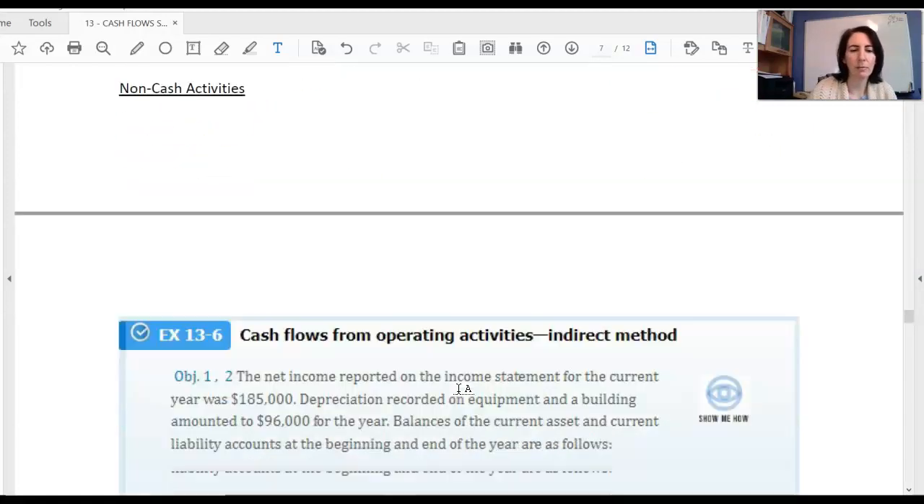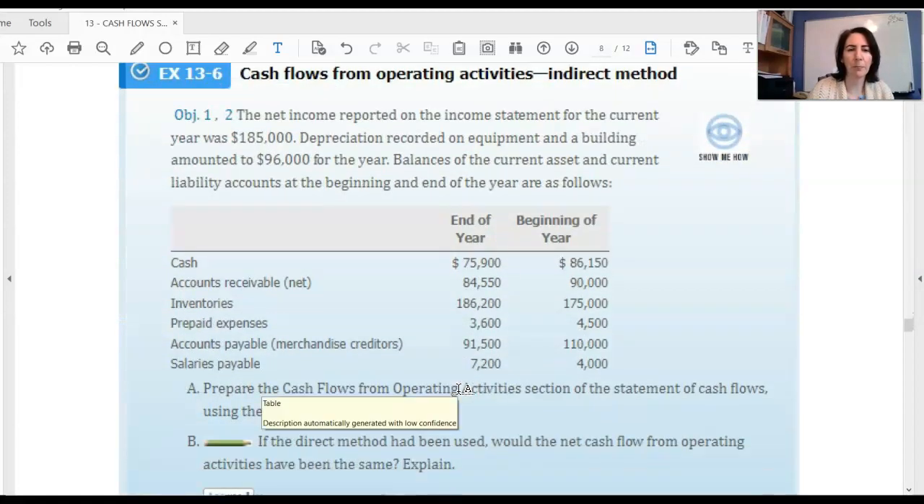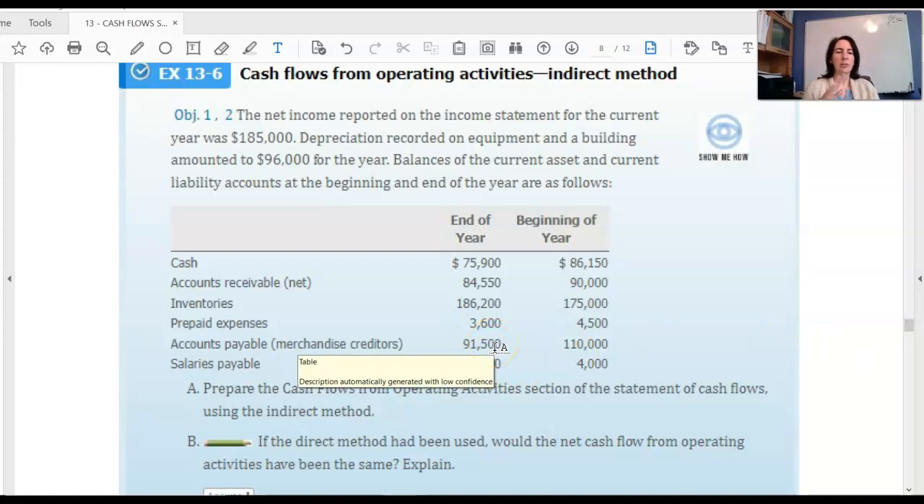The first problem we're going to look at is right here. Cash flows from operating activities, indirect method. What we have to do is prepare an operating activity section. We start off with net income. The net income reported on the income statement for the current year was $185,000. That is the first number I grab. Depreciation recorded on the equipment and a building amounted to $96,000 for the year. We need that number too, because we know we need to add back depreciation. Then we've got changes to current operating assets and liabilities.